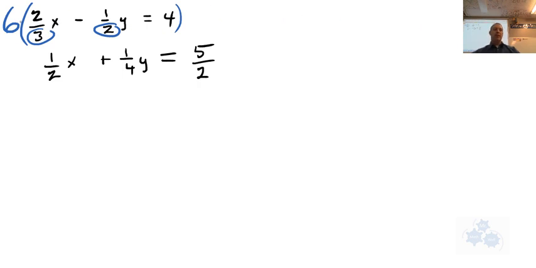Okay, so I'm going to write the new equations over on the right side here a little bit. And so 6 times 2 over 3, let's do the 6 over 3 first. 6 divided by 3, 2 times 2x is 4x. 6 times negative 1/2 is, of course, 3y, so minus 3y, equals 6 times 4, 24. Okay, is everyone good with that?